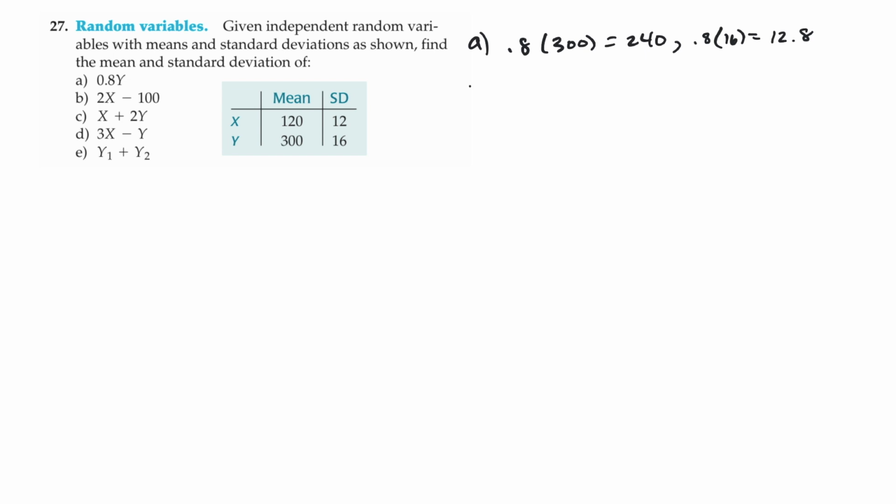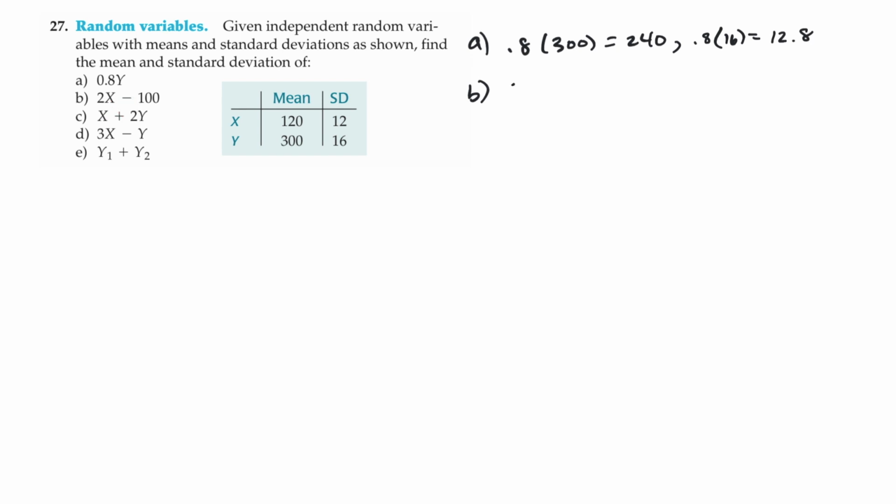Okay, if we do B, this one's going to be doing rescaling and it's going to have a shift as well. Remember, when we rescale anything, it affects both the mean and the standard deviation. So the multiplying by 2 here is going to have an effect. The minus 100, remember that if I shift data, it will not affect my standard deviation. So be careful about this one.